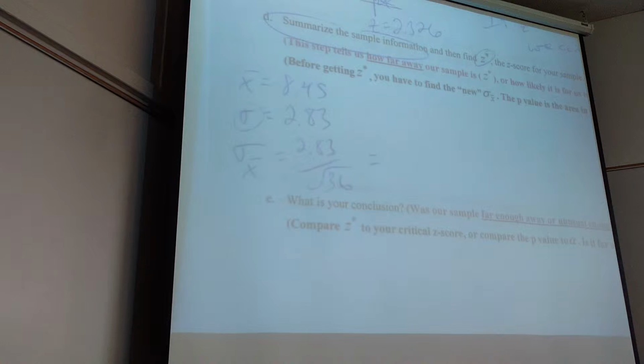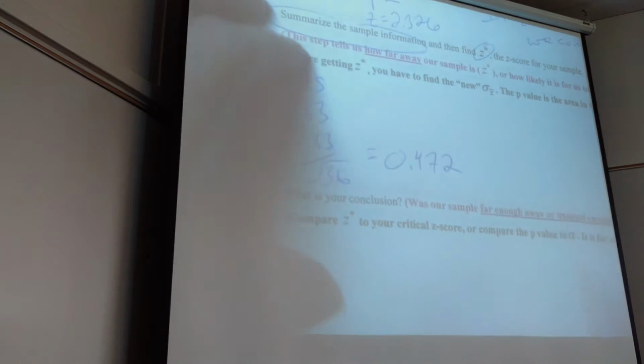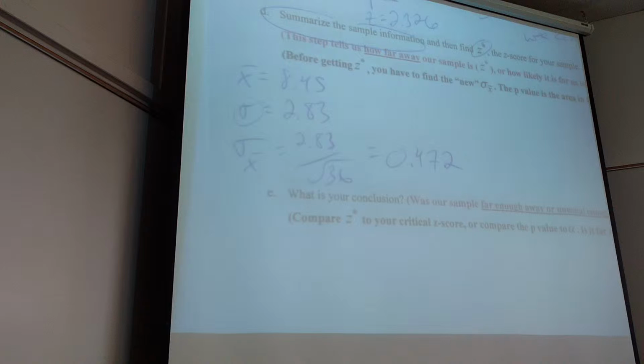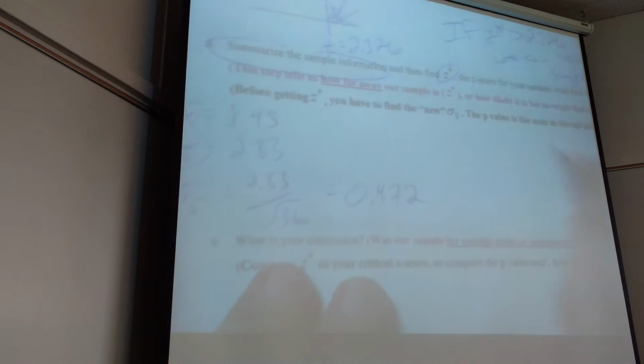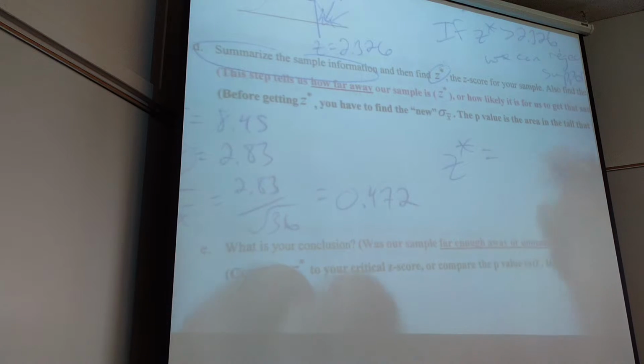What is it? 0.472? We didn't say that. All right, that's good. If you go further, it's fine. But you only have to go 3 places for that. Further is great. Just don't go 8 something crazy. So now I can get my Z star the same way we always have.